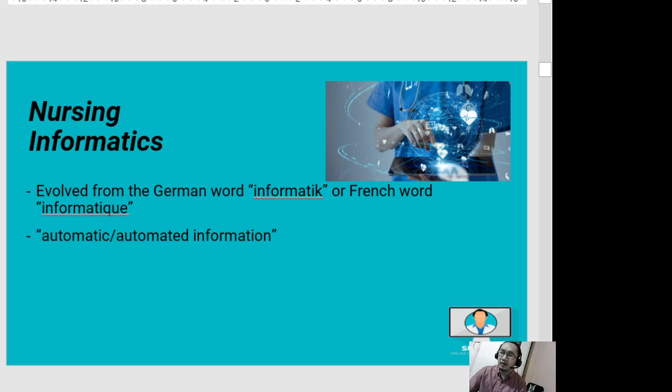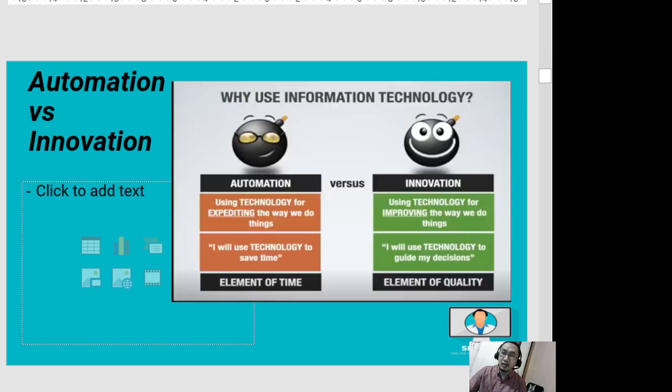So when you say automatic or automated information in terms of nursing science or in technology, we refer to two reasons for the use of it. One is automation, which was mentioned earlier in the previous slide, but in terms of technology, we are not only for automation but also for innovation. To have a comparison, automation is using technology for expediting, making it fast, the way we do things. Innovation is using technology for improving the way we do things.